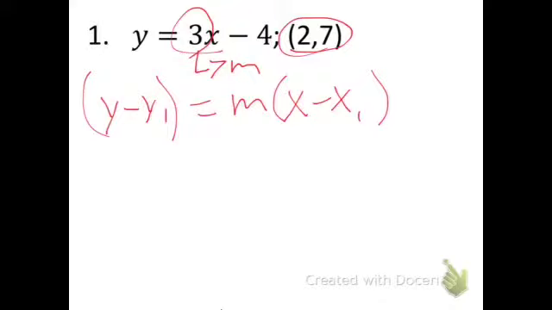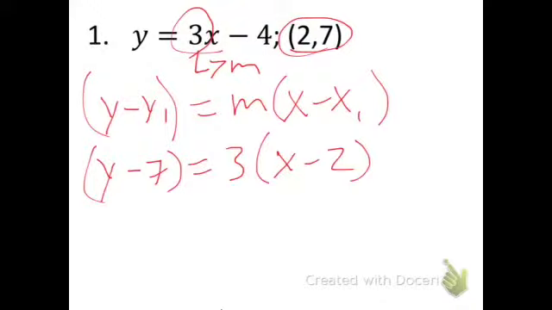And so if I fill this in, I'm going to get y minus 7 on my left side equals 3 times x minus 2. 2 from there, 7 from there, 3 from there. Okay, so notice the y-intercept for the original line, here's the original one. We're not even interested in it. We want to get a new line that's parallel to this one.